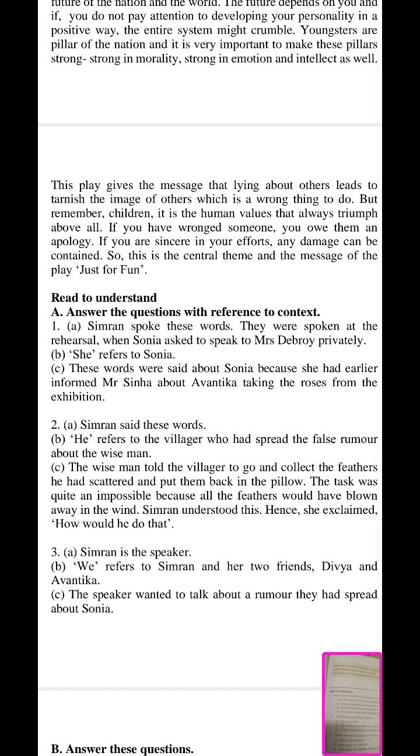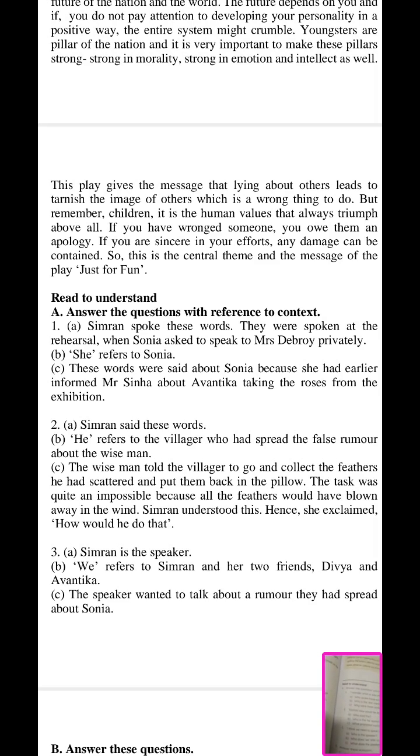Now, number 2 is, oh, how would he do that? Who said this? Simran said these words. Who is he spoken about here? He refers to the villager who had spread the false rumor about the wise man. What prompted such a reaction from the speaker? The wise man told the villager to go and collect the feathers he had scattered and put them back in the pillow. The task was quite an impossible one, because all the feathers would have blown away in the wind. Simran understood this. Hence, she exclaimed, how would he do that?